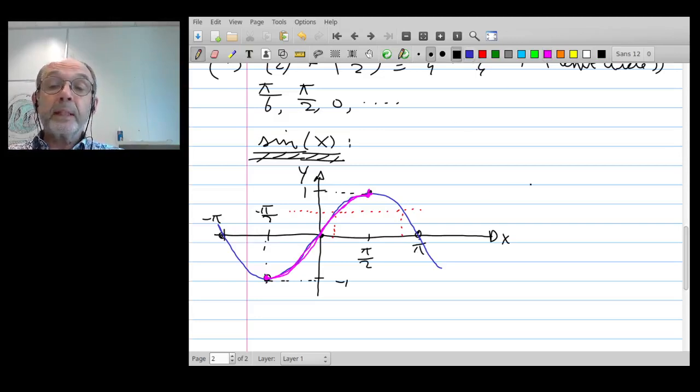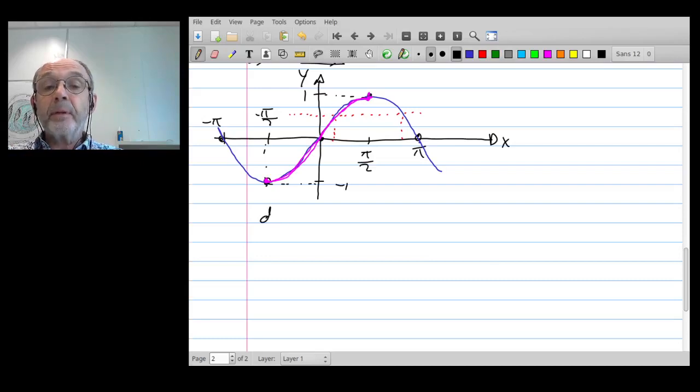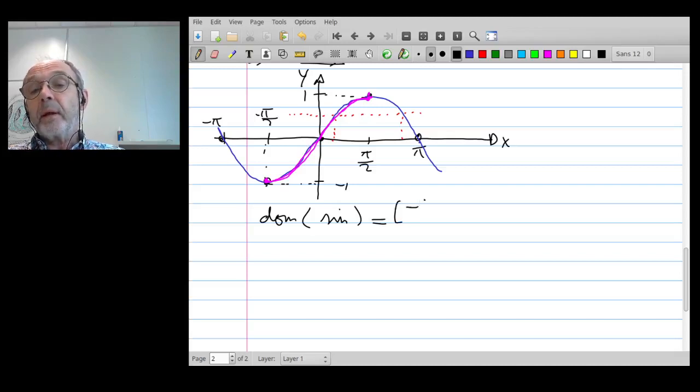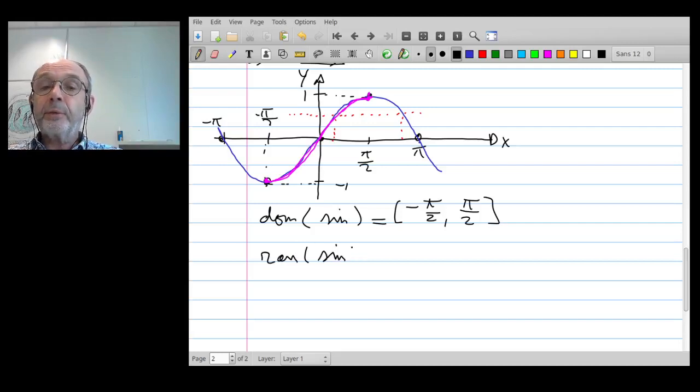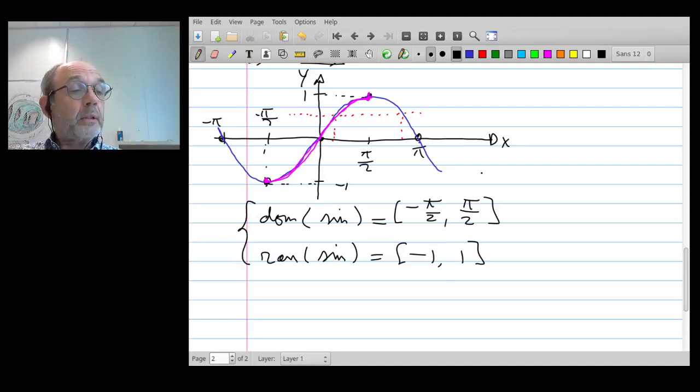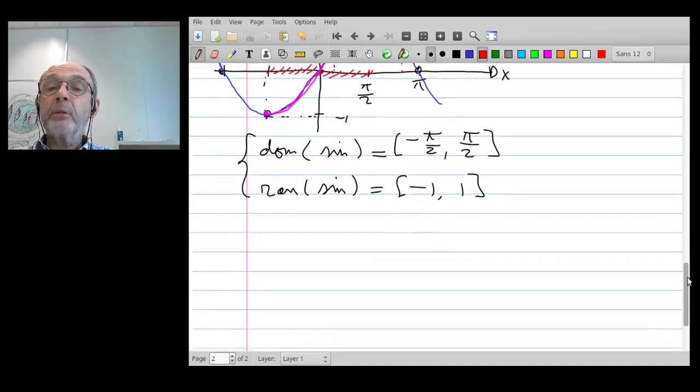So what can we do? We can take for the domain of that sine function the interval minus pi divided by 2 to pi divided by 2, so that the range of your sine function becomes between minus 1 and 1. And so we can only look at a certain part of that graph, only that part where x is between minus pi divided by 2 and pi divided by 2. We only look there.